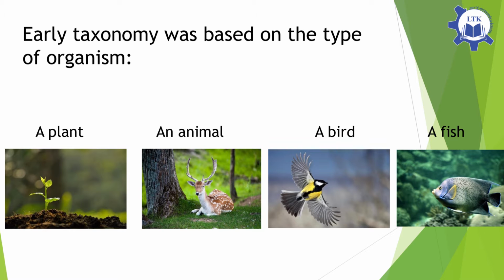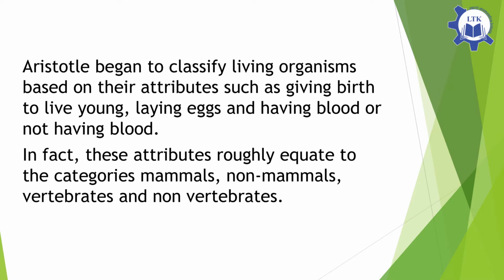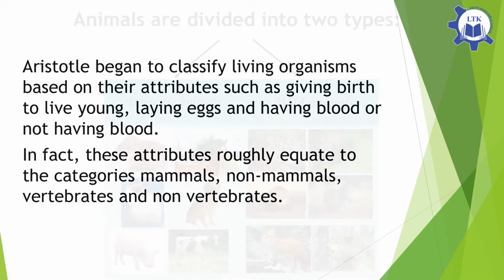Early taxonomy was based on the type of organism: a plant, an animal, a bird, a fish. Aristotle began to classify living organisms based on their attributes, such as giving birth to live young, laying eggs, and having blood or not having blood. In fact, these attributes roughly equate to the categories mammals, non-mammals, vertebrates, and non-vertebrates.